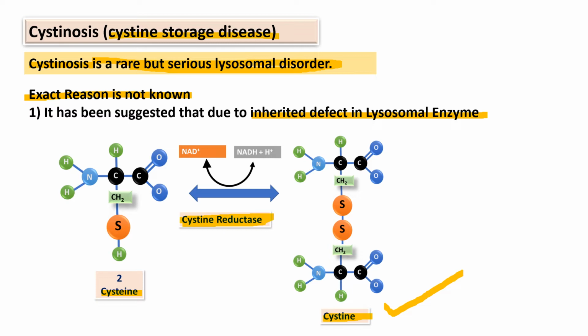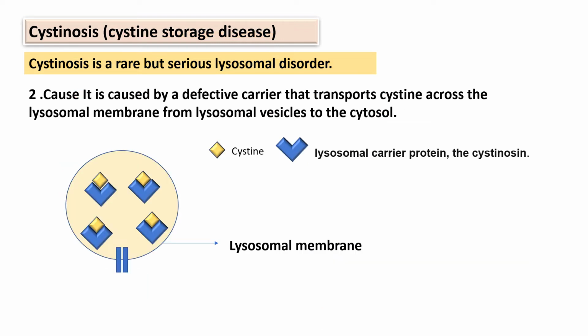The symptoms of cystinosis are seen whenever the kidney is affected. As we know, the size of the kidney is small, and the symptoms will appear whenever the function of the kidney is impaired. So the first reason is a deficiency of the enzyme cystine reductase. The second reason is that it is caused by defective carrier transport of cystine across the lysosomal membrane.